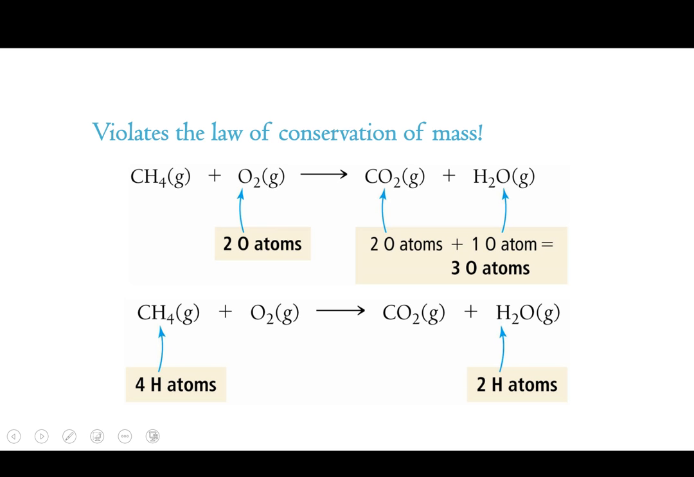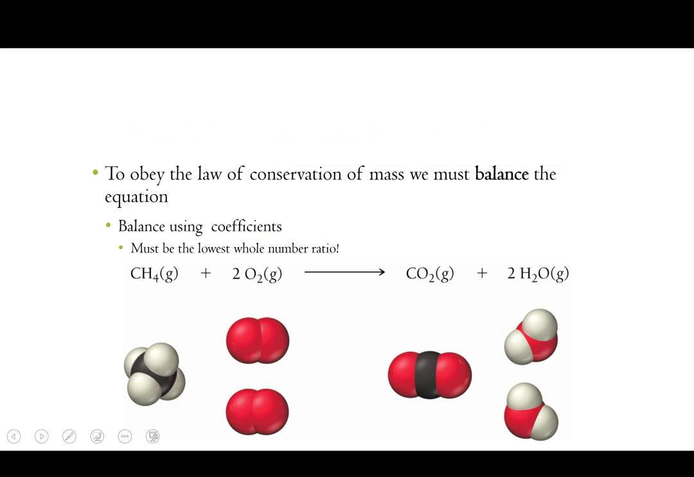So to make it not violate the law of conservation of mass, we have to do something called balancing the equation. When you balance, you use coefficients. Coefficients are written out in front, so like the 2O2 and the 2H2O. If there's nothing in front, the coefficient is 1. Technically, you can write it if you want to, you don't have to write it. But you can see when it is balanced, I have 1 carbon on each side. Carbon is the black one. I have 4 hydrogens. Those are the off-white ones. And then I have 4 oxygens. Those are the red ones on each side.